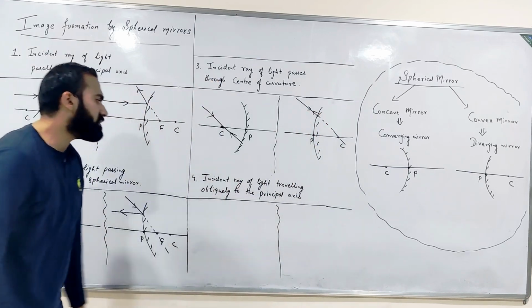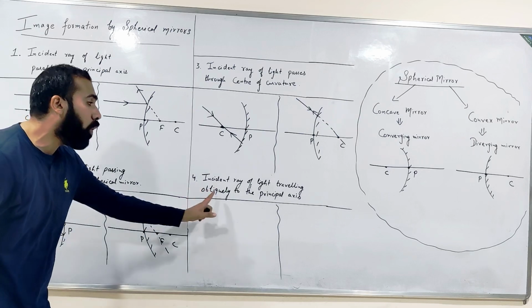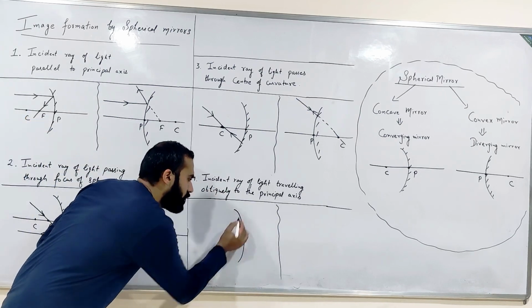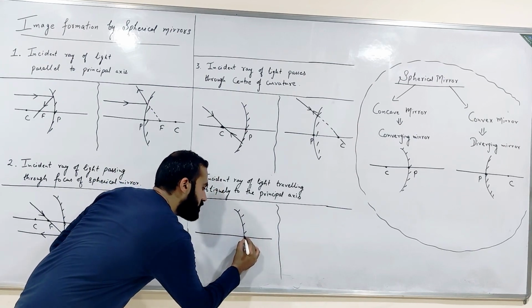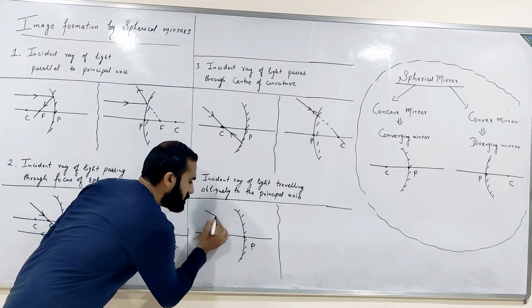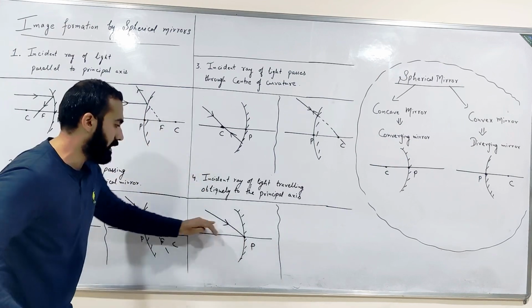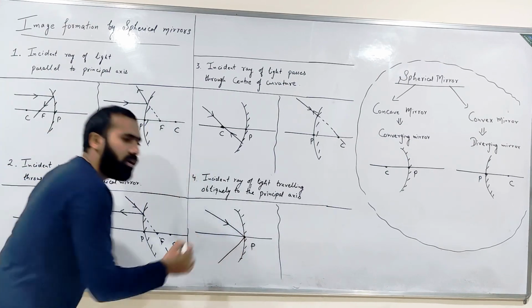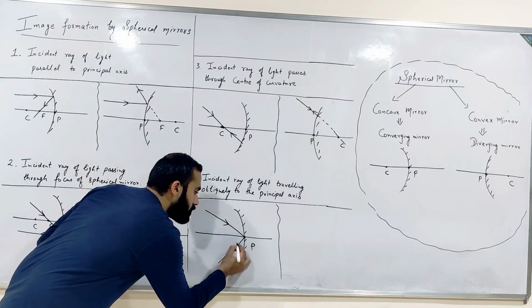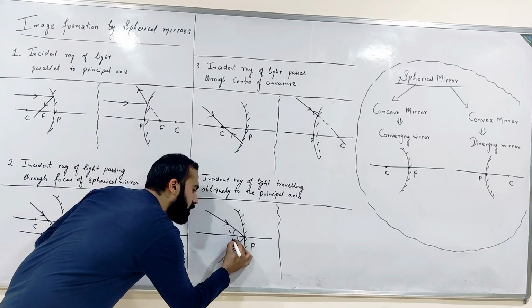Okay. Last case, an incident ray of light traveling obliquely to the principal axis. First we draw the concave mirror. This is the principal axis, this is the pole, and if the ray is traveling obliquely, then the reflected ray is also reflected obliquely from the pole. So this is the angle of incidence, this is the angle of reflection.